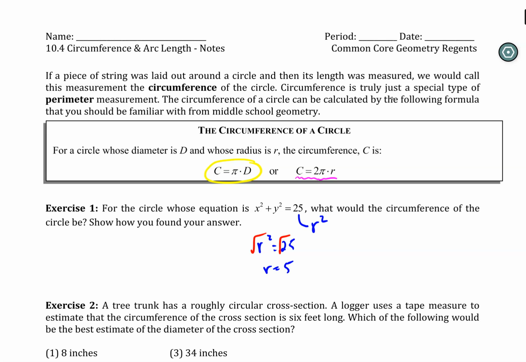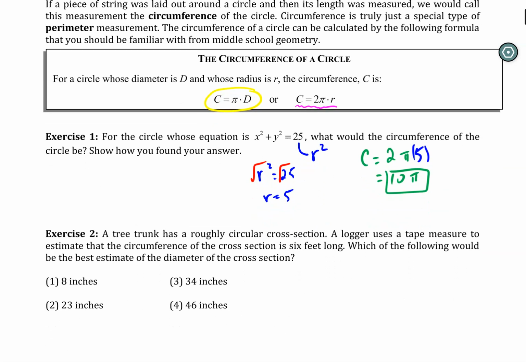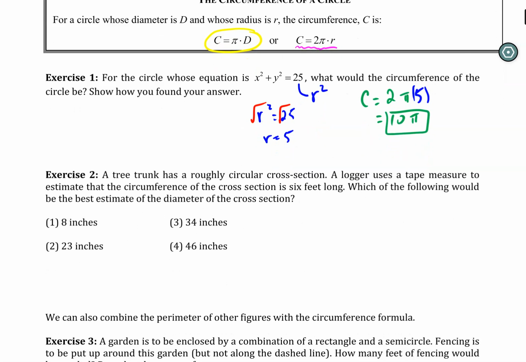Once I know that, I can work backwards and say C, my circumference, is going to equal 2 times pi times 5, which is my radius. This would be 10 pi. Again, this would be my answer in terms of pi. It doesn't tell me to round or anything, so I'm going to leave it like that. That's an exact answer. But if it required me to round it off, I could always plug that into the calculator and get a decimal equivalent.